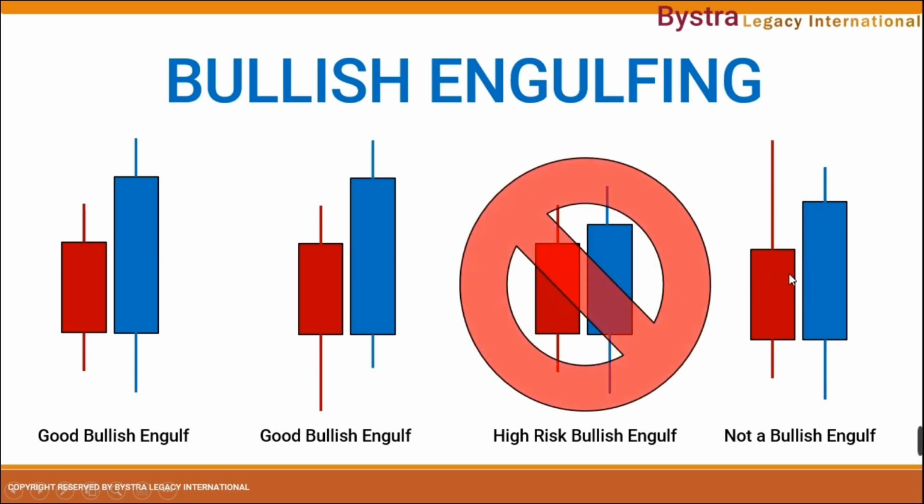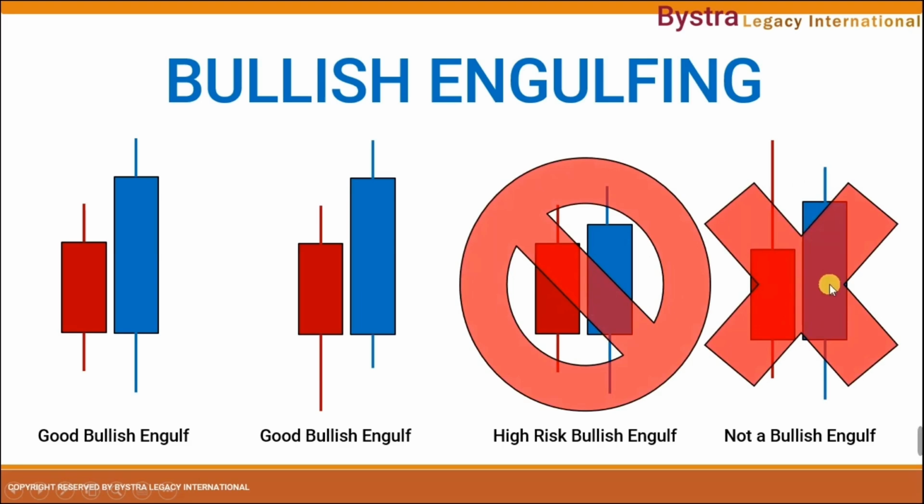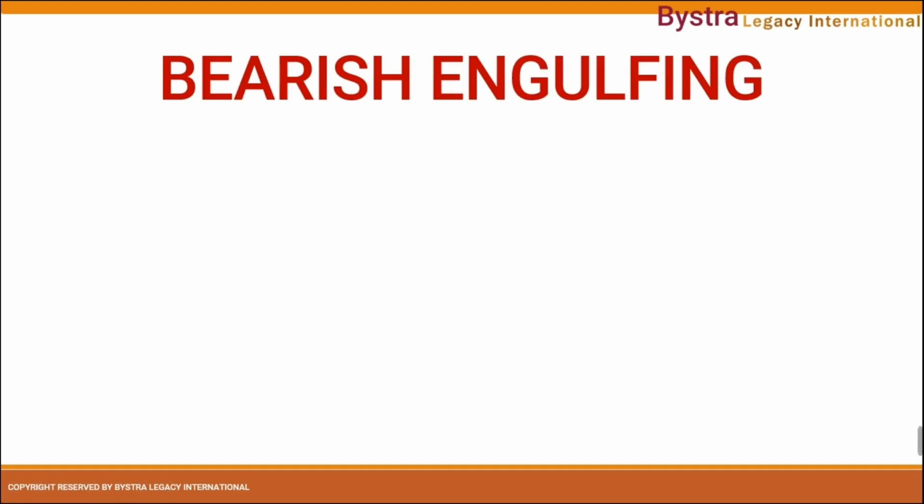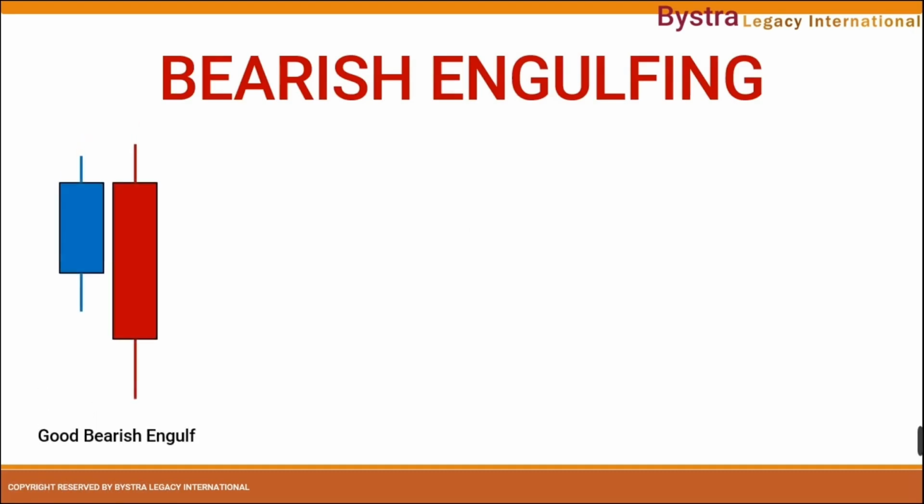Now let's look at the bearish engulfing. Same as the bullish engulfing. As we can see here, this bearish engulfing candle engulfed the whole bullish candle, including the shadow or the wick. See, from the top to the bottom, this is what we call very good. For me, it's considered a perfect engulf.